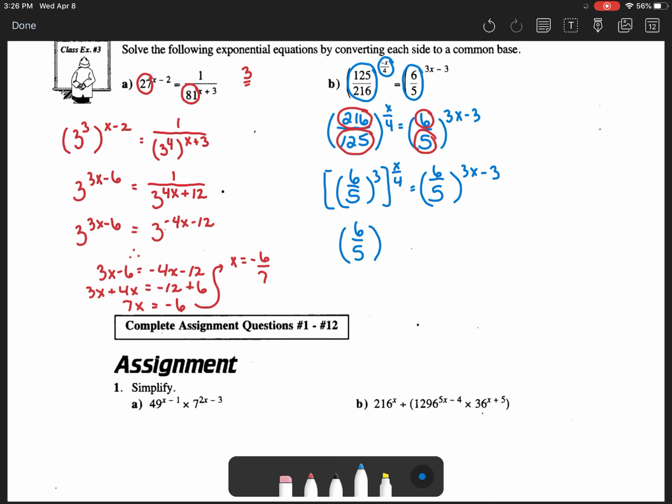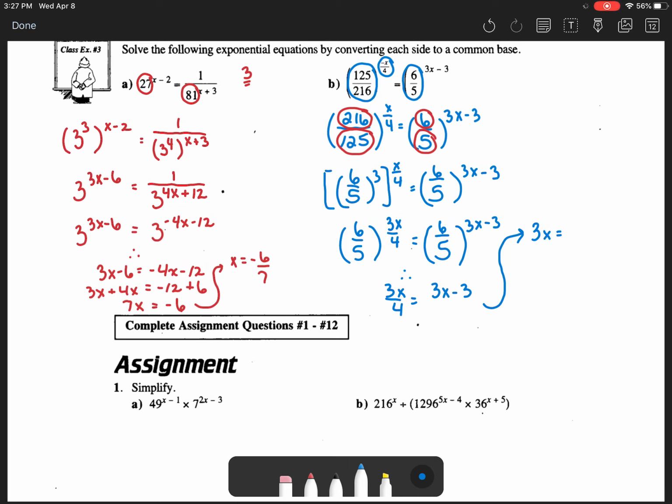So all I have to do on the left-hand side is clean up the exponents there. So 6 over 5, this is going to be 3x over 4. And this is 6 over 5 to the exponent of 3x minus 3. So now I do have a common base of 6 over 5. I just equate the exponents at this point. So 3x over 4 equals 3x minus 3, like so.